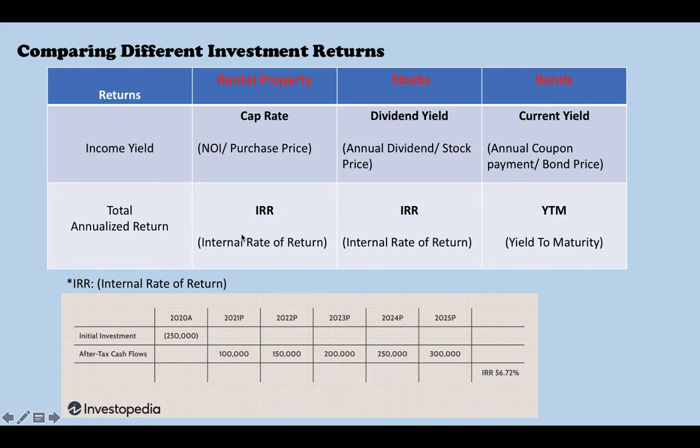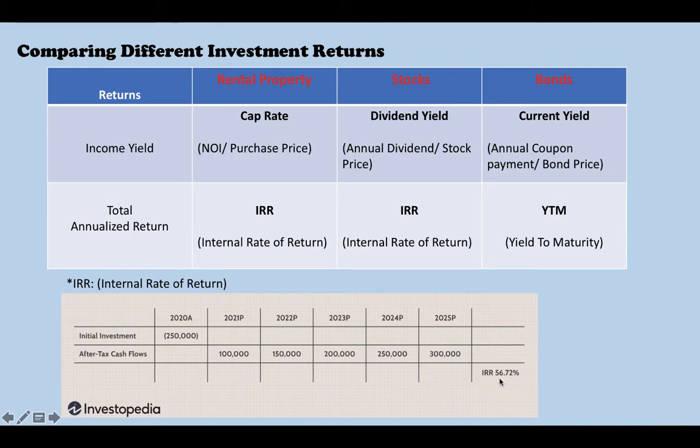I have an example here for the internal rate of return. So basically, if you initially invest $250,000, and you have a cash flow income each year like this, then you can calculate your IRR, which is your annualized total return.